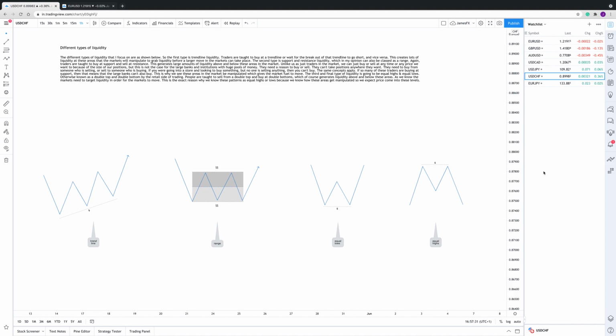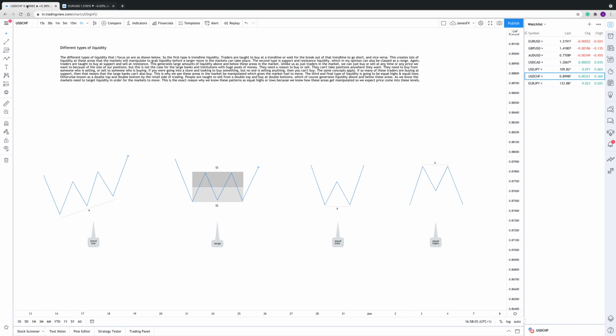So if we start on trendline liquidity, we're going to be looking at an upsloping trend line for our example. Traders are taught to buy at a trend line or wait for the breakout to go short, and then vice versa when looking at a downsloping trend line. As you can imagine, this creates lots of liquidity at these areas that the market will usually manipulate to grab liquidity before a larger move can take place.